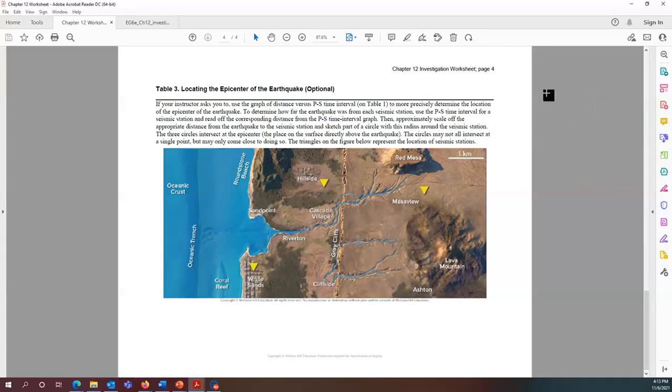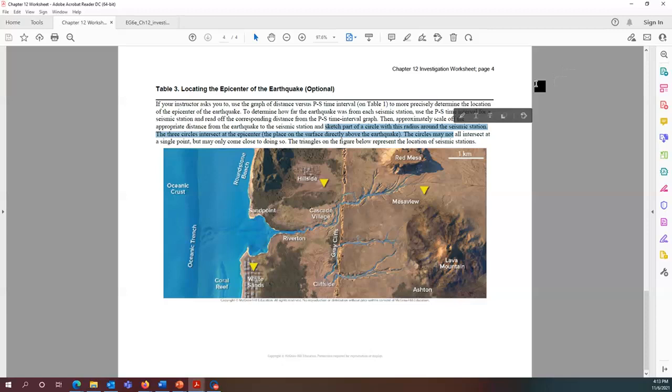So I have a scale for 1 kilometer up here on the right. I need to estimate what 1, 2, 3, 4, 5, 6 kilometers would be. I might be off on that. And then draw a circle around Mesa View that has a radius of 6 kilometers. Really, you're sketching part of the circle with this radius around the seismic station, right?